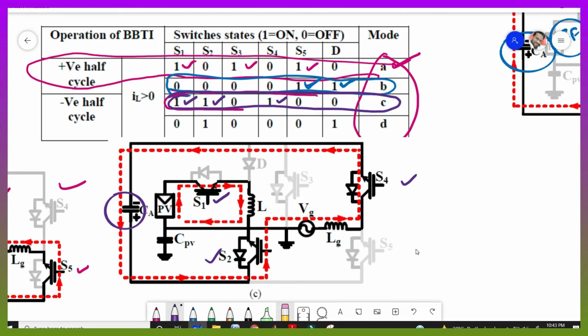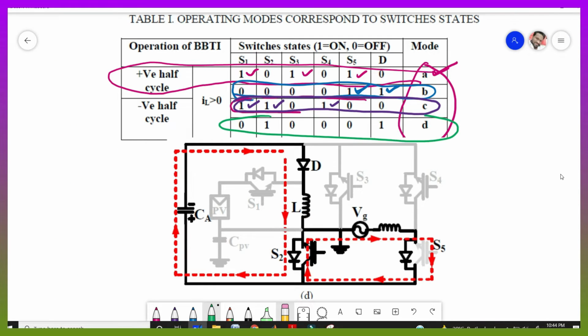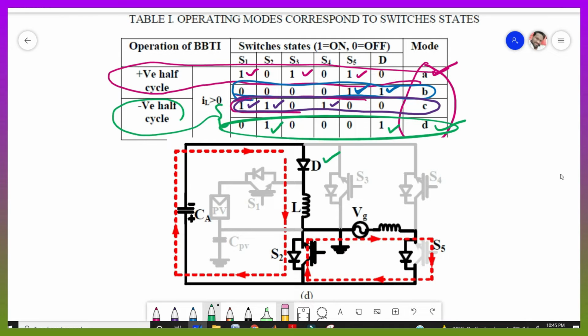And coming to mode 4, nothing but mode D. Here the third and fourth modes have the negative half cycle. That's why the current directions are reversed. In the fourth mode of operation, we need to turn on only switch S2 and diode D. So the solar panel is off, and the power goes to the grid from this capacitor C. Switch S5 is off, but its anti-parallel diode can make a closed path. That is the use of the anti-parallel diode. So these are the 4 modes of operation.